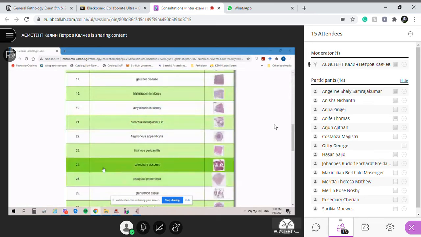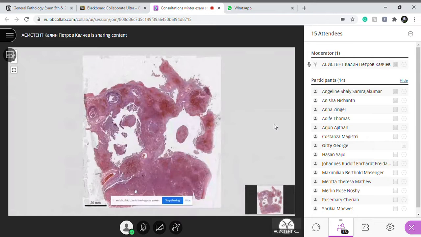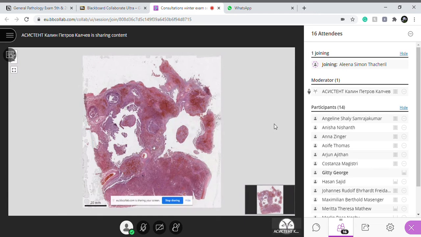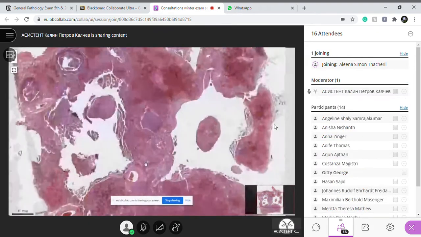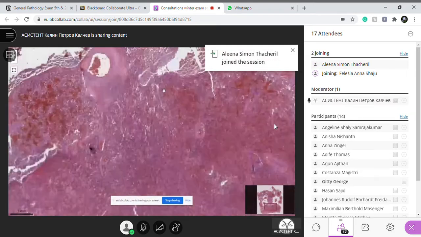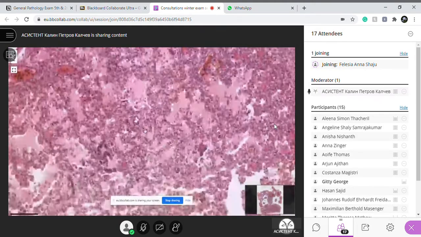So, slide 24, the pulmonary abscess. Okay, so what you see here is a lung, although it doesn't look like a lung. But if you look closer, you will see at the periphery of the slide that there are some alveolar structures, and this is how you will recognize that this is a lung, actually.